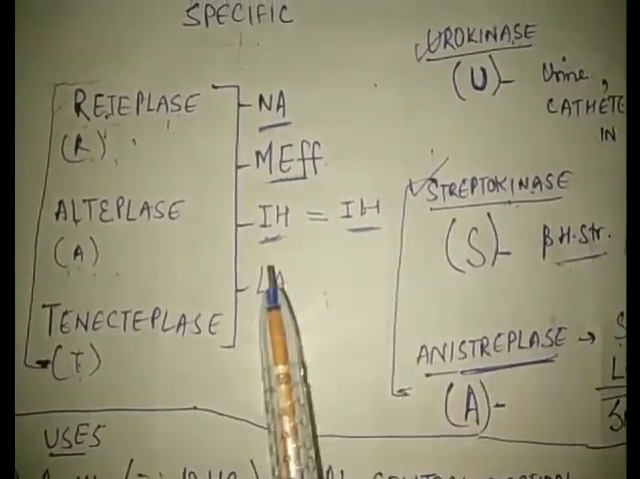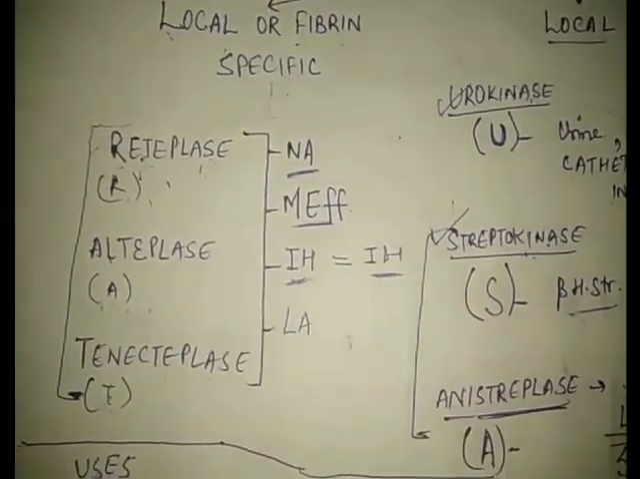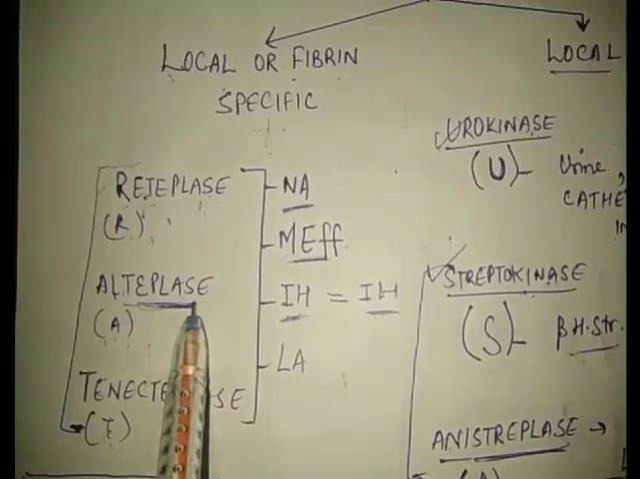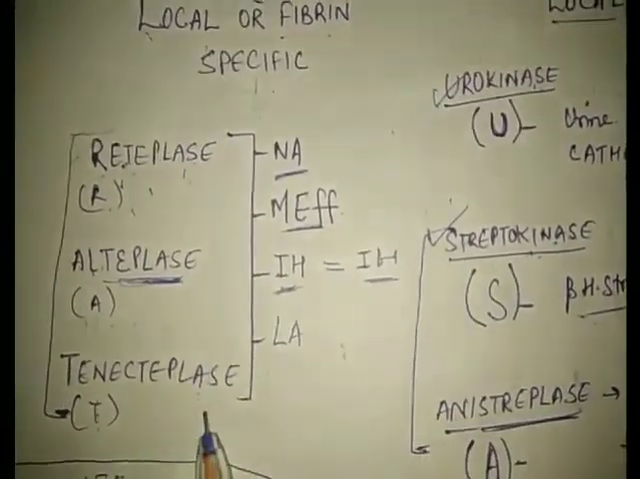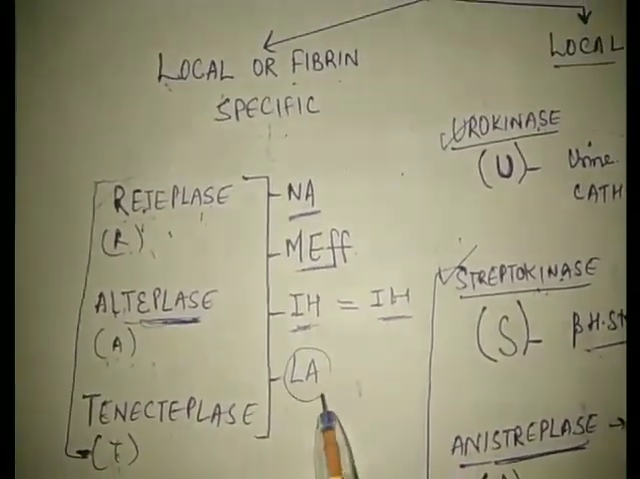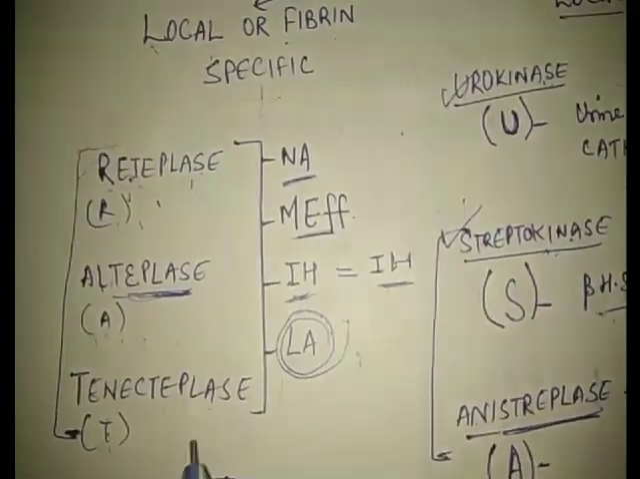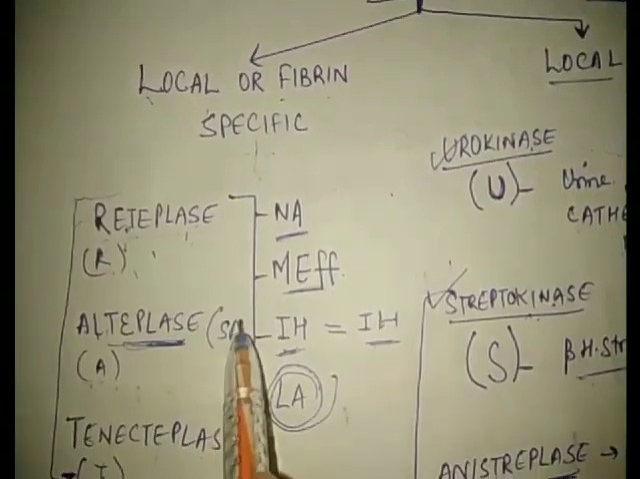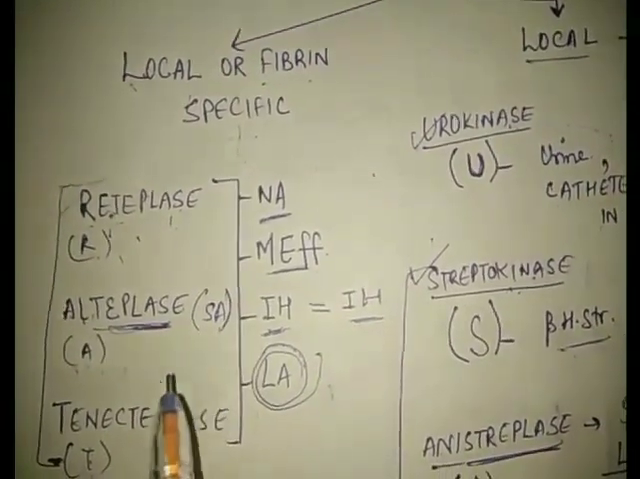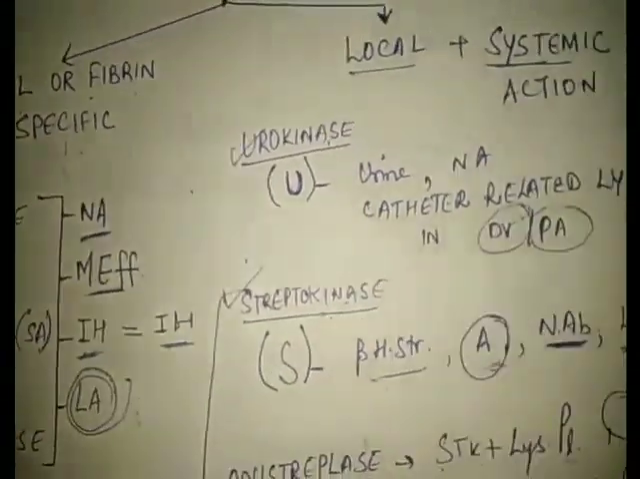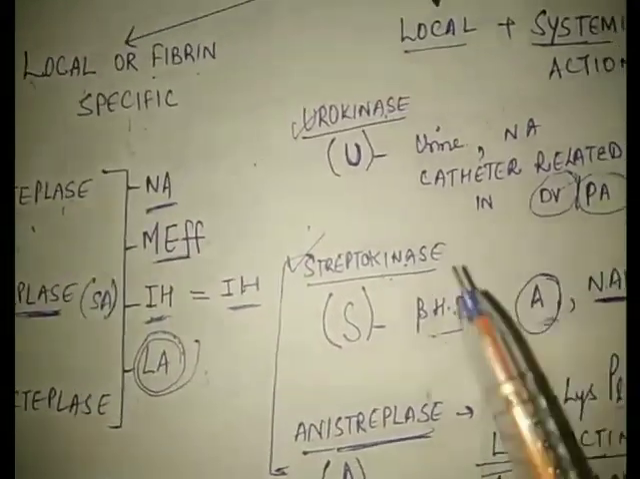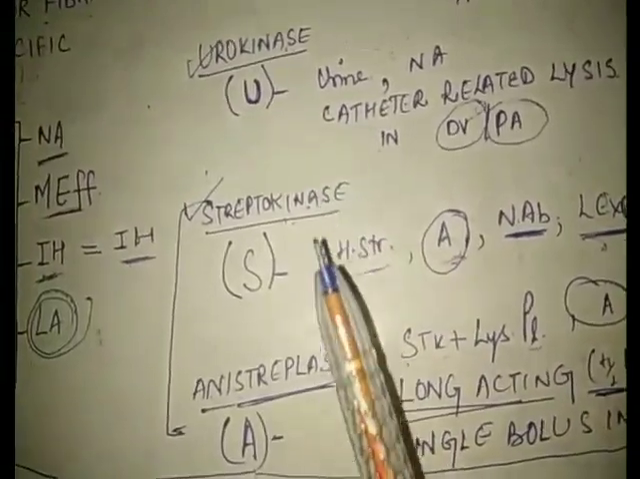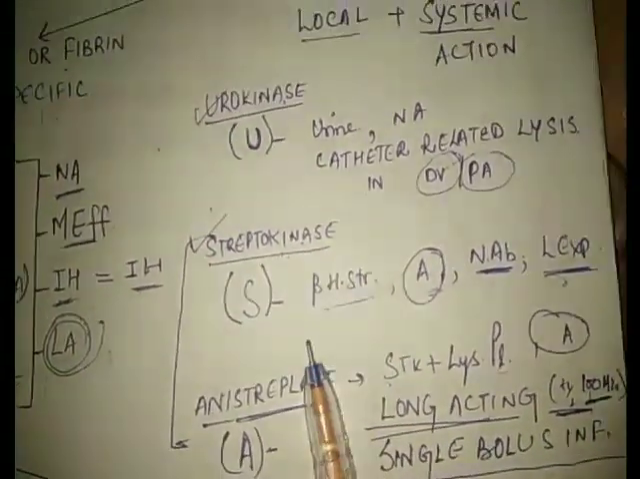Okay, and except alteplase which is short acting, the reteplase and tenecteplase are long acting, so they have to be given as a single bolus infusion. Alteplase is short acting. Okay, this point you have to remember. Then, except urokinase, streptokinase and anistreplase are antigenic.